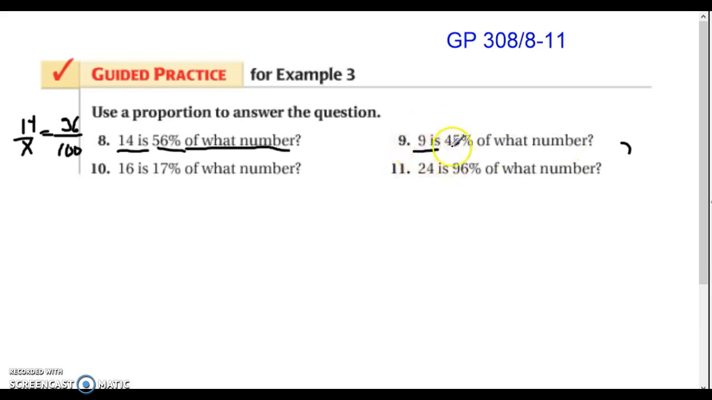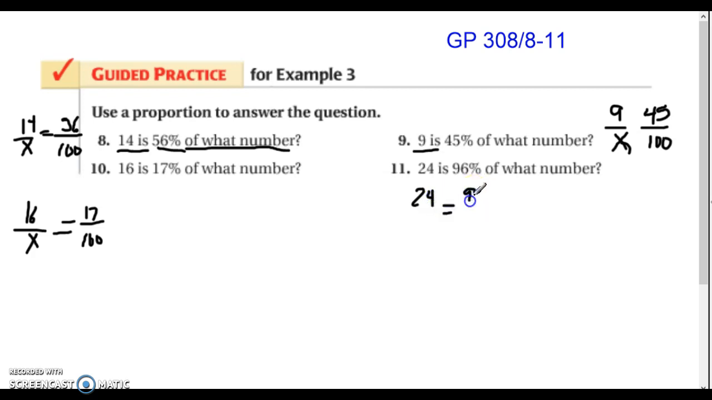9 is, look at, they gave you that is again, so 9 is 45%, percent goes over 100, so 9 is 45% of what number? I'm looking for my of again. Number 10, 16 is, so 16 would be your numerator, 17%, percent always goes over 100, of what number? You're looking for the of again. And then here, 24 is 96% of what number? So that is how you set up the proportions.